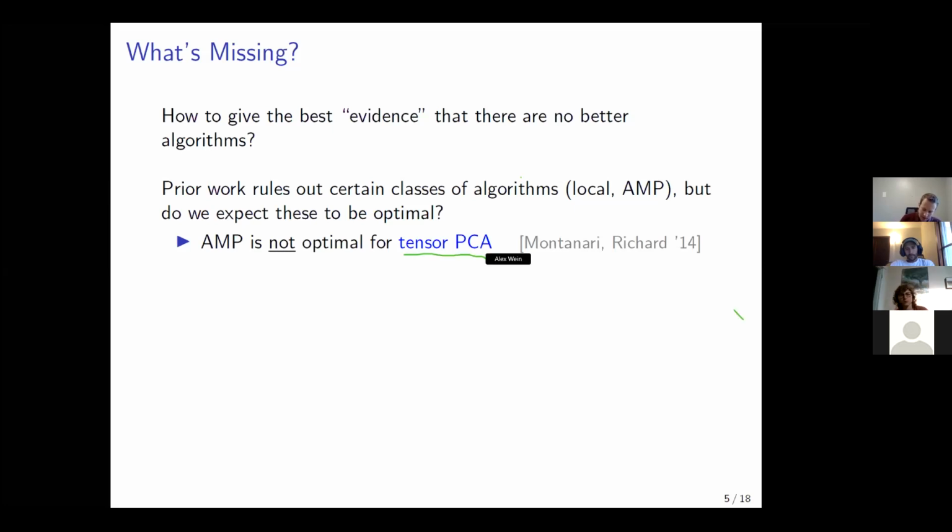So tensor PCA, you can think of this as being similar to this p-spin problem I talked about before, except that it has a planted signal now. So now there's actually a planted rank 1 signal plus Gaussian noise. Right, so it's very much analogous to the other problem. But here, interestingly, this AMP is not the best algorithm you can do. The best algorithms are certain spectral methods that involve reshaping the tensor in a slightly different way. This so-called tensor unfolding.